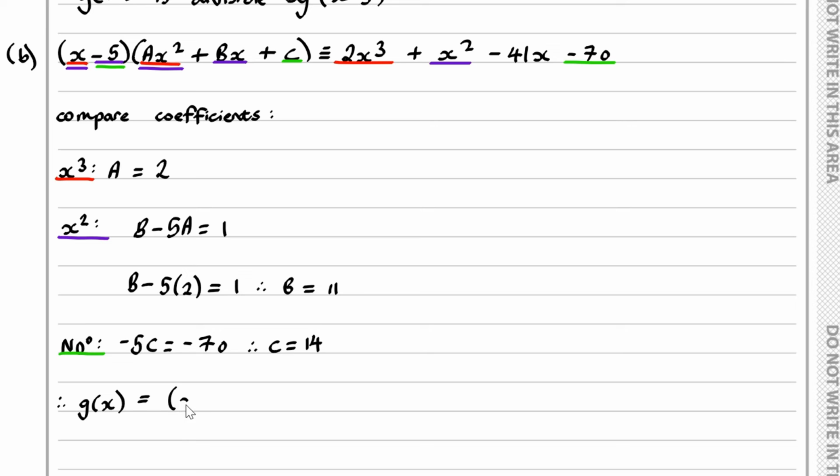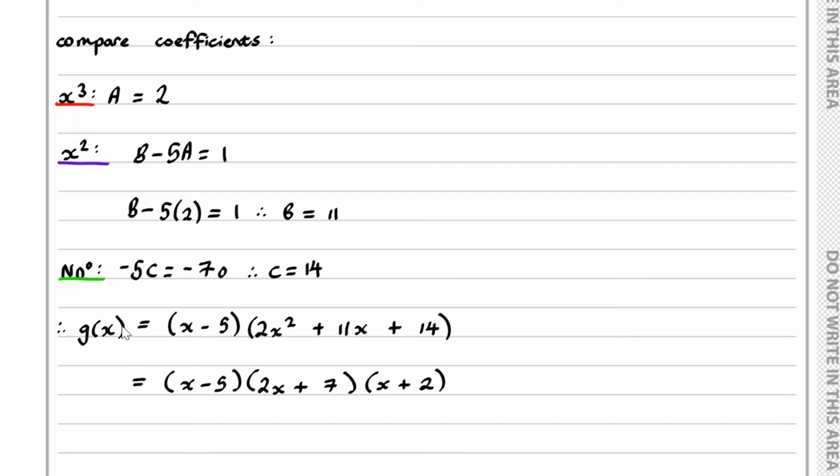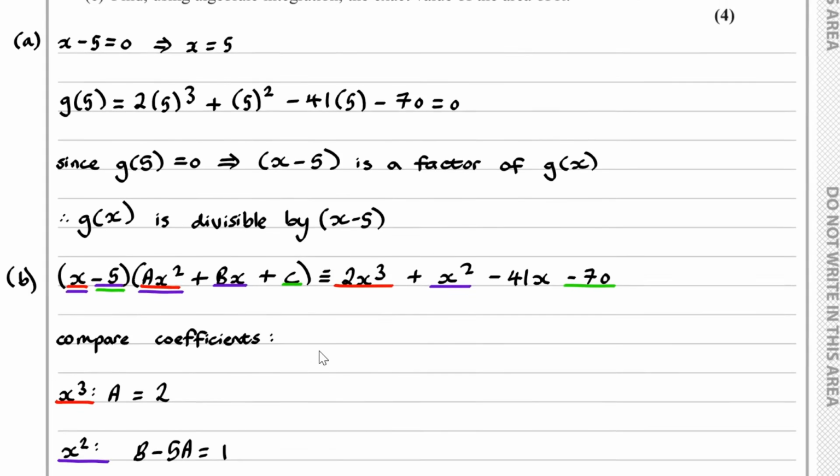that's equal to x minus 5 lots of ax squared, so here we have 2x squared plus 11x plus 14, which we can factorize. So we have x minus 5 lots of 2x plus 7 lots of x plus 2. Okay? So therefore we've written g of x as a product of 3 linear factors.